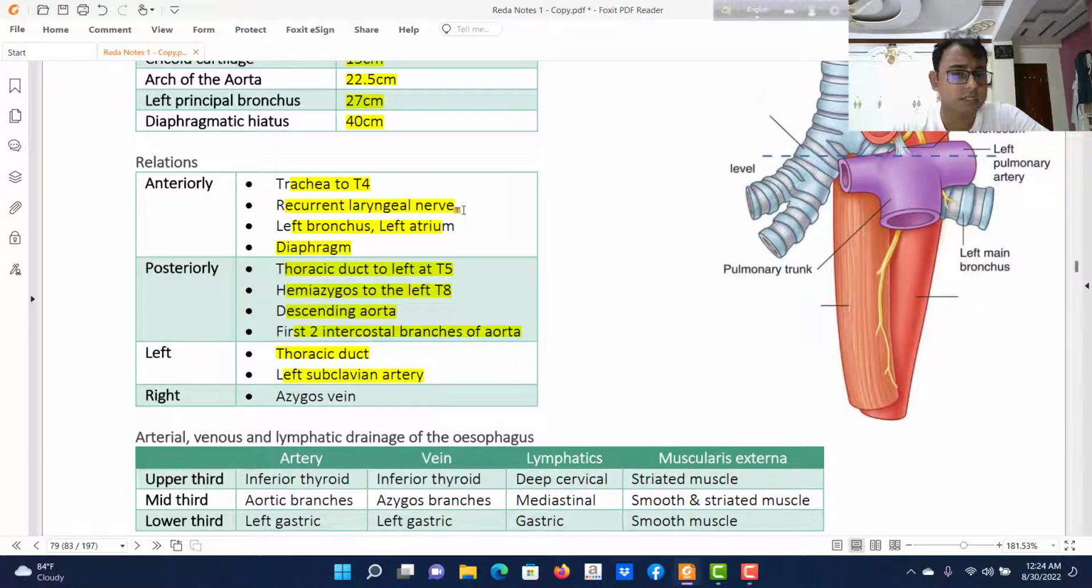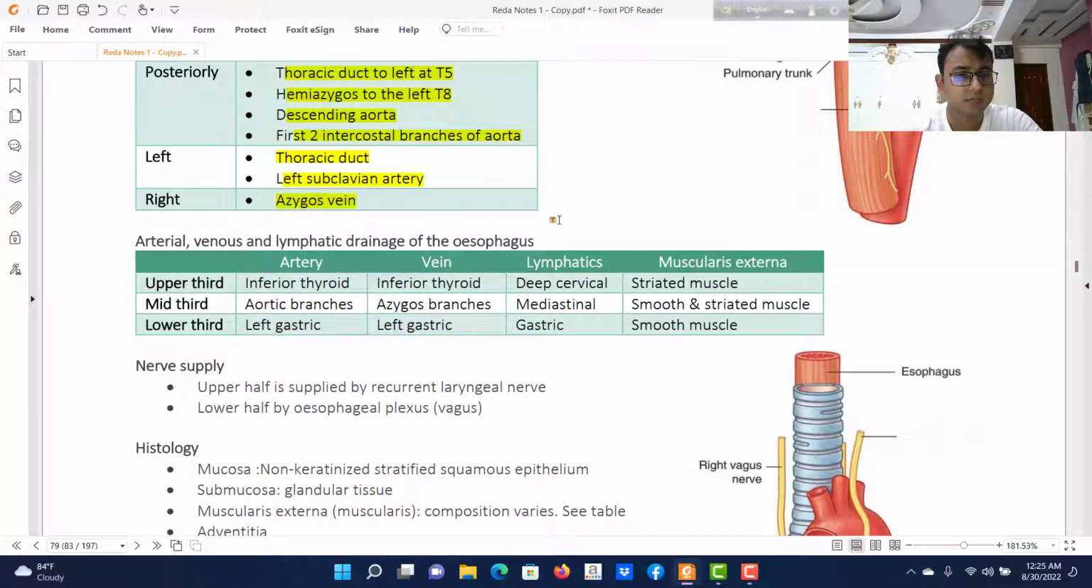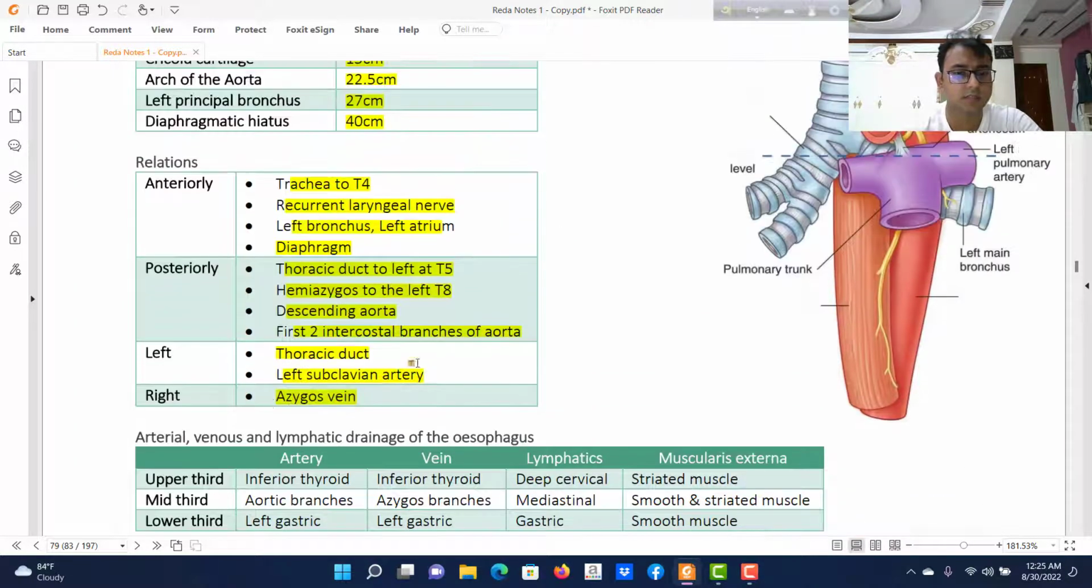Sometimes it is seen that a structure which is not present laterally may be present just anterior to the lower part of the esophagus, or a structure lies above the upper half of the esophagus, just posteriorly, or is least likely to be present here. So these kinds of confusing questions are sometimes asked in the MRCS, also in the FCPS exam. So right side, that is esophagus, vein. Right side is nothing else, esophagus, vein. Left side is thoracic duct and left subclavian artery.